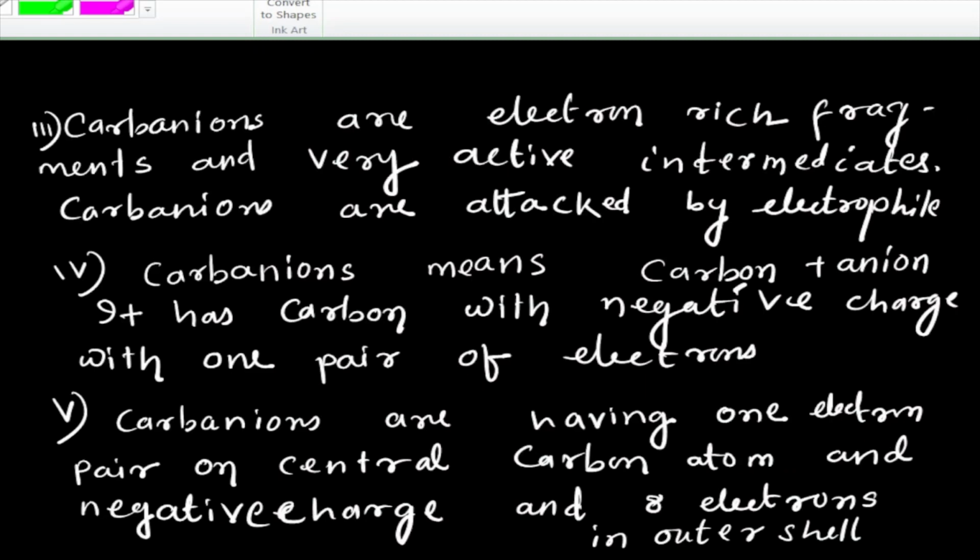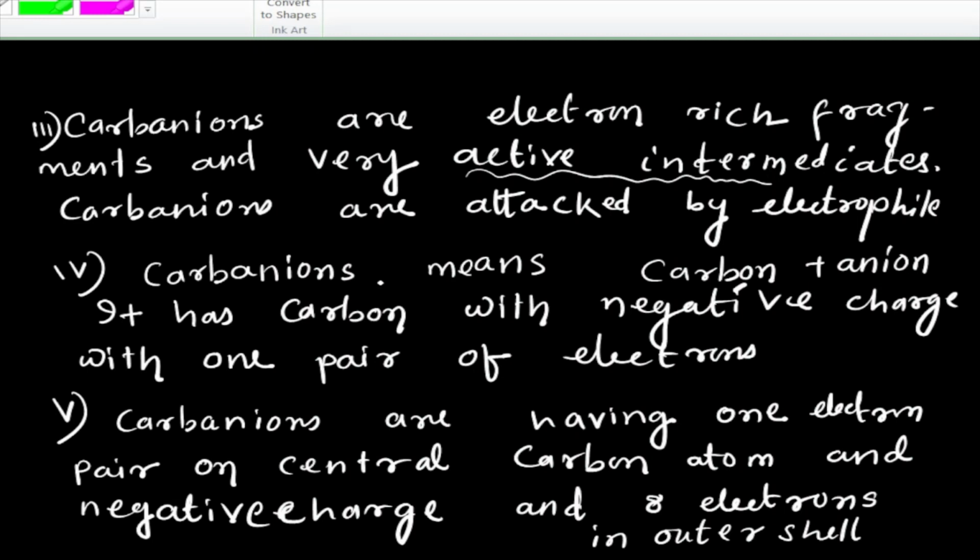Then what is the meaning of carbanions regarding electrons? Carbanions, as I told, have a pair of electrons. It indicates that it is an electron rich species, an electron rich fragment. So it is a very active intermediate. Carbonium is also one type of intermediate, and carbanion is also a very active intermediate. Since a carbanion contains a negative charge and a pair of electrons, it should be attracted by an electrophile. What do you mean by electrophile? Electrophile means electron loving. Who will love electrons? Those having fewer electrons or a positive charge will attack, the electrophile.